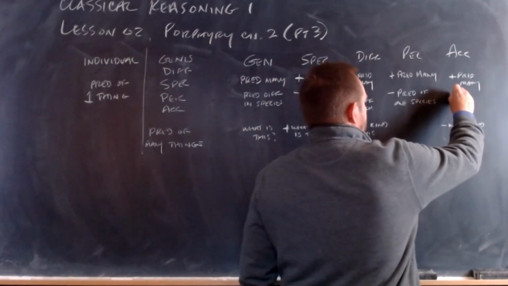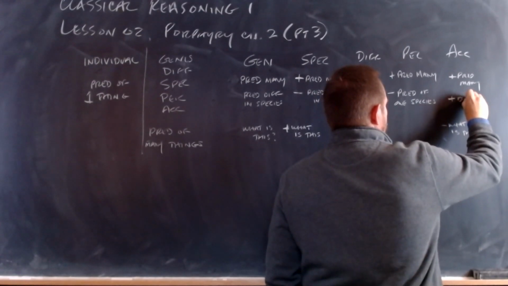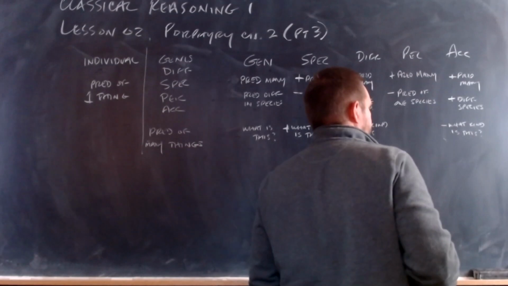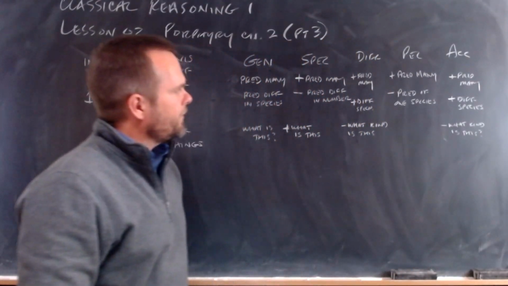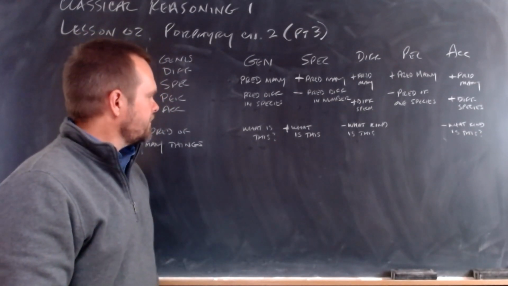Accident also is predicated of many species. Different species, I should say. But it answers the question, what kind of thing is this? That's how it's different from genus.